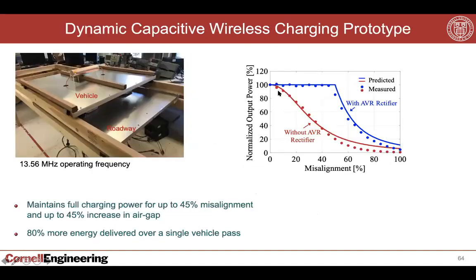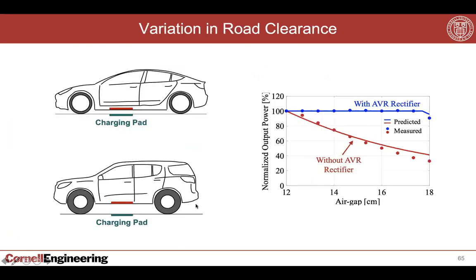With the system, we've demonstrated that you can have a much larger misalignment tolerance, so that if a vehicle is driving from here, you can start to deliver power even before it comes fully on top of the charging pad, and essentially start to deliver power along this blue line. If you didn't have that system, you'd only be able to deliver power along the red line. So you can enhance the amount of energy delivered to the vehicle by 80% or so in this case. And you can also deal with height variations in vehicles through the system.